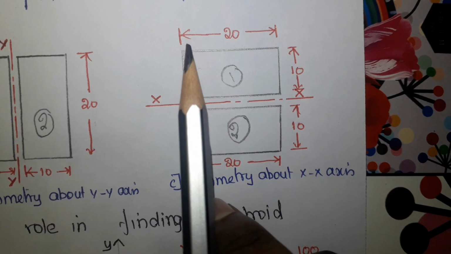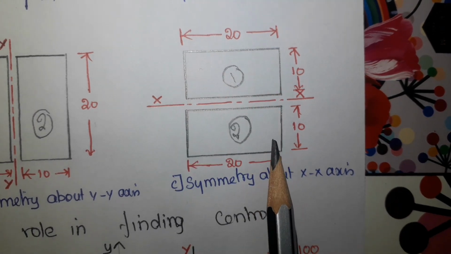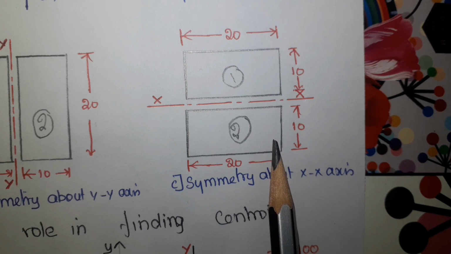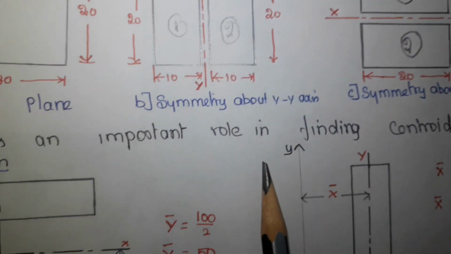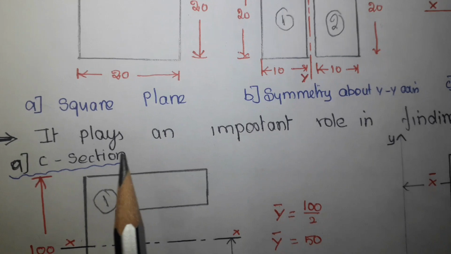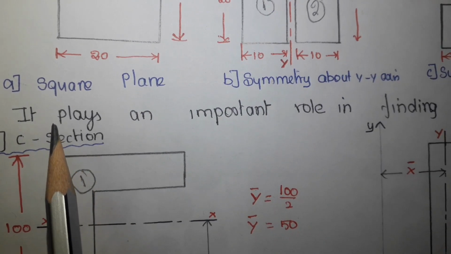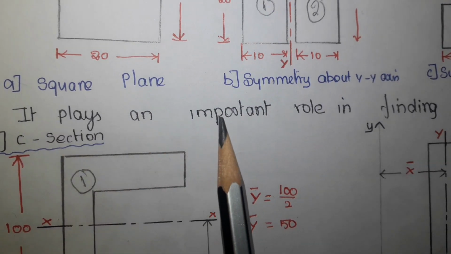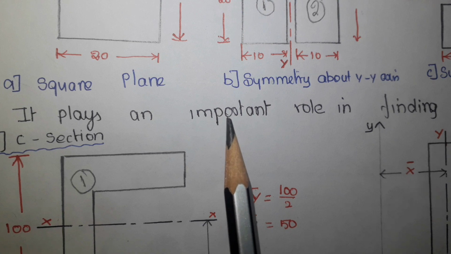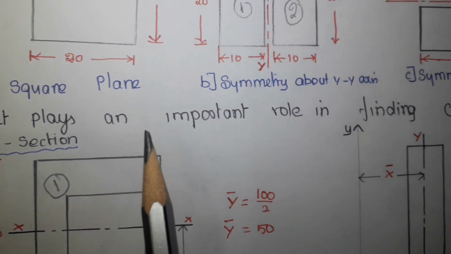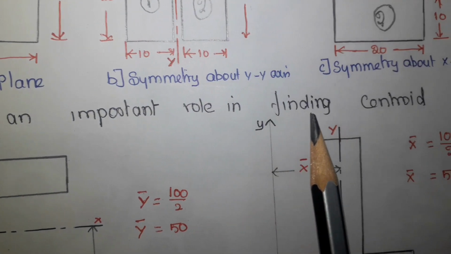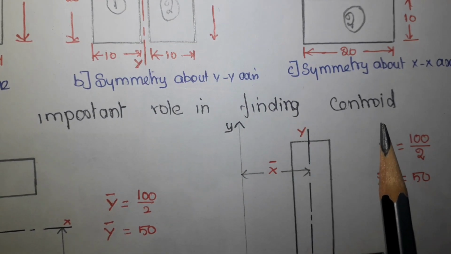So we can easily find the centroid in any axisymmetric object, axisymmetric plane, and it should be your first job to find whether the given object is axisymmetric or not, because it plays an important role in finding the centroid. Okay.